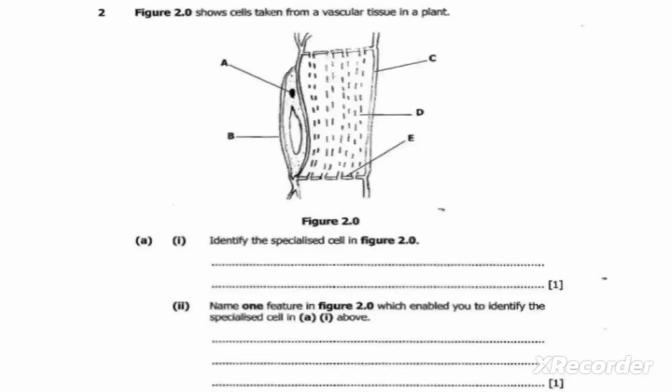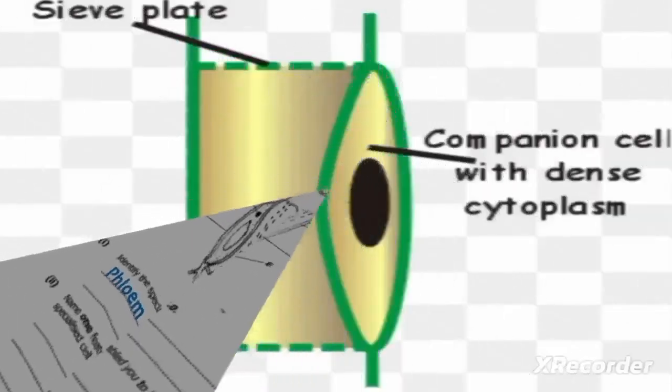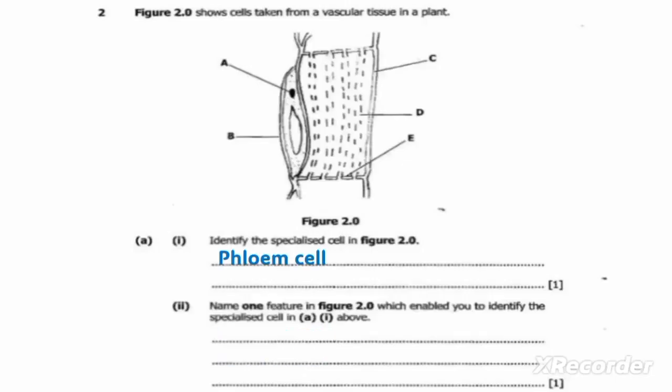Question 2a, Roman numeral 1, identify the cells in figure 2.1. So which cell are they talking about here? The cell they are talking about is phloem cell. The next question, name one feature in figure 2.0 which enabled you to identify the specialized cell in Roman numeral 1 above. So what has made us identify the above cell?